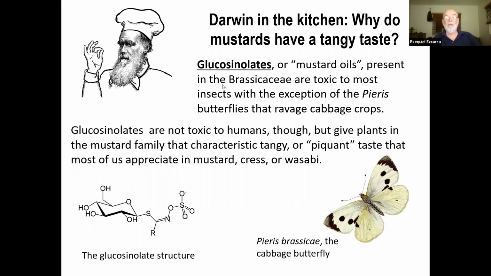Now, glucosinolates, although they're toxic to most insects with the exception of the Pieris butterfly, they're not toxic to humans. But they give the plant that characteristic tangy or piquant taste that most of us appreciate in mustard, for example, in cress, or in wasabi.